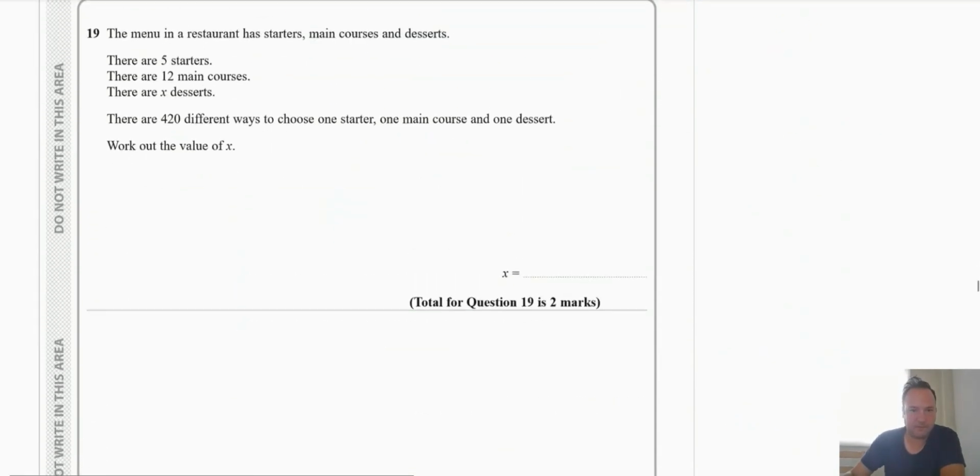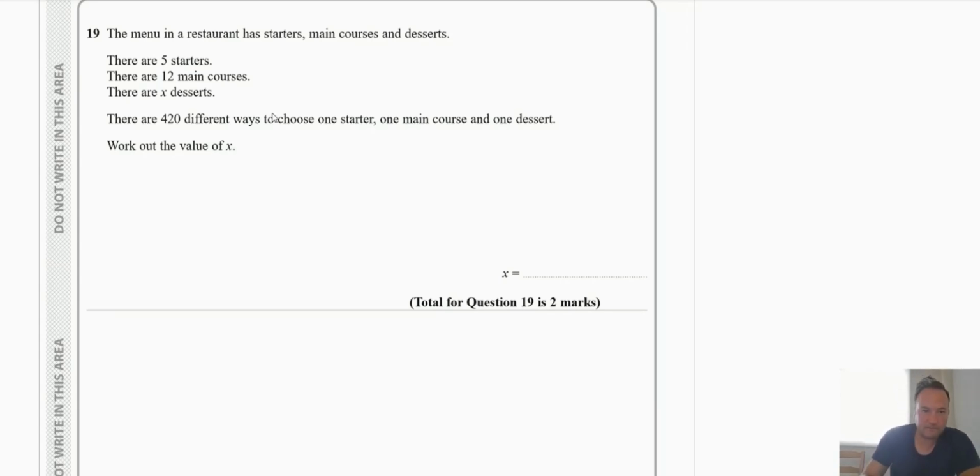Question number 19, 2 marks this question. This looks like a combinations type question. It says the menu in a restaurant has starters, main courses, and desserts. There are 5 starters, 12 main courses, and X desserts. There are 420 different ways to choose one starter, one main course, and one dessert.